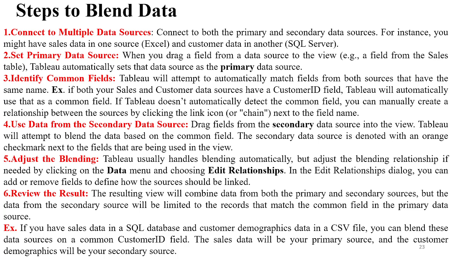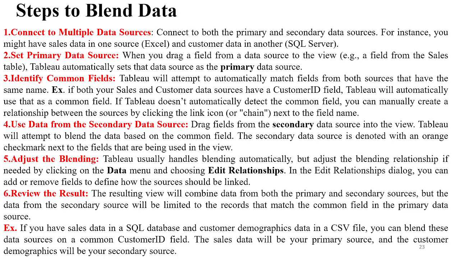So how to do the data blending? First we have to collect multiple data sources, meaning an Excel file or other files or other sources. Then set the primary data source, which is our primary fields or data. In that data, see what the important attributes, or columns, are. Tableau will automatically set the first data source as the primary data source. Then identify the common fields. After that we have to find the common fields in that particular data, meaning common attributes or common columns in that data set.